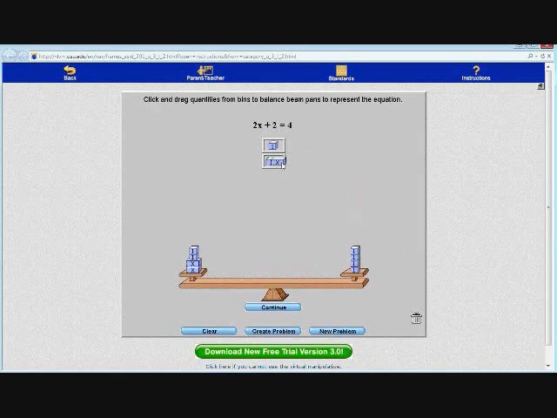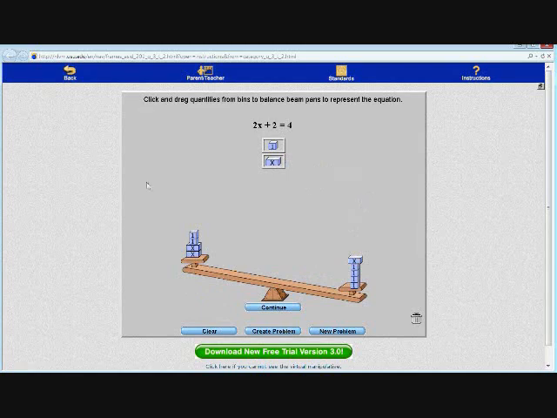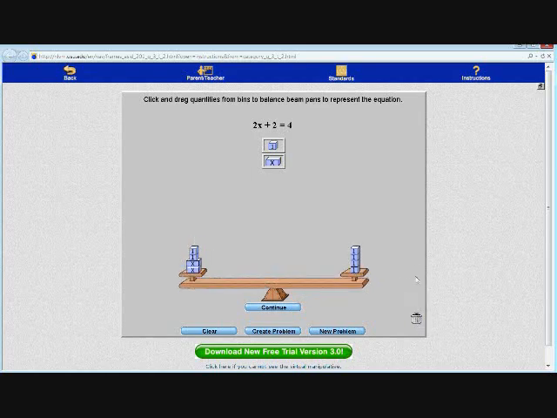If you happen to put a wrong block and it becomes unbalanced again, just click that block, drag it to the trash can, and let go. Once you have correctly represented both sides of the equation, the balance beam will restore balance. Now you're going to click Continue below.